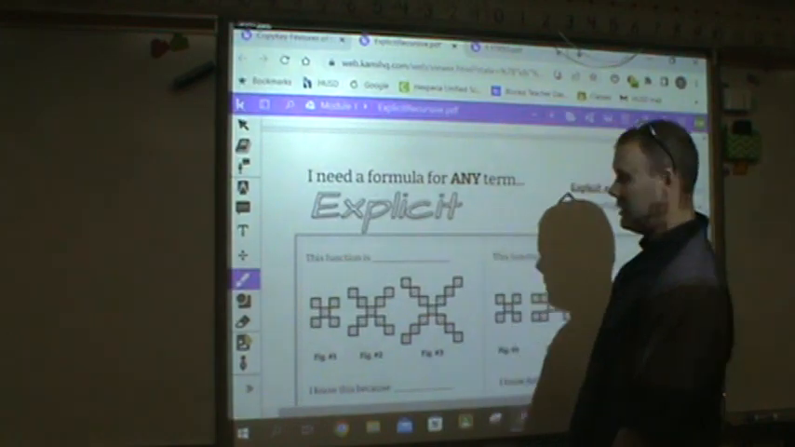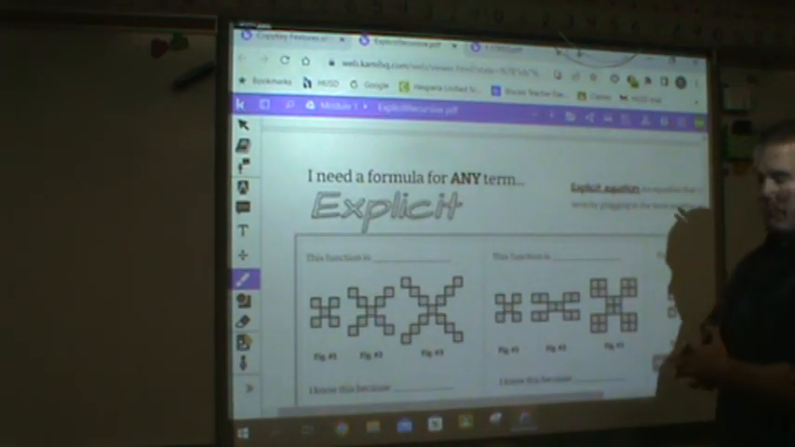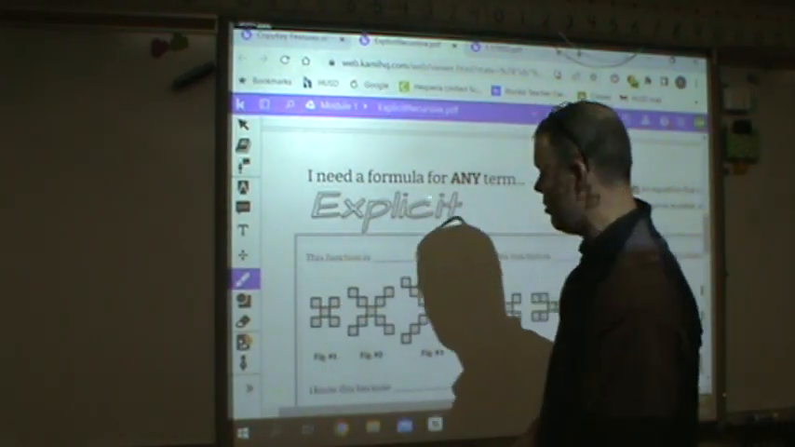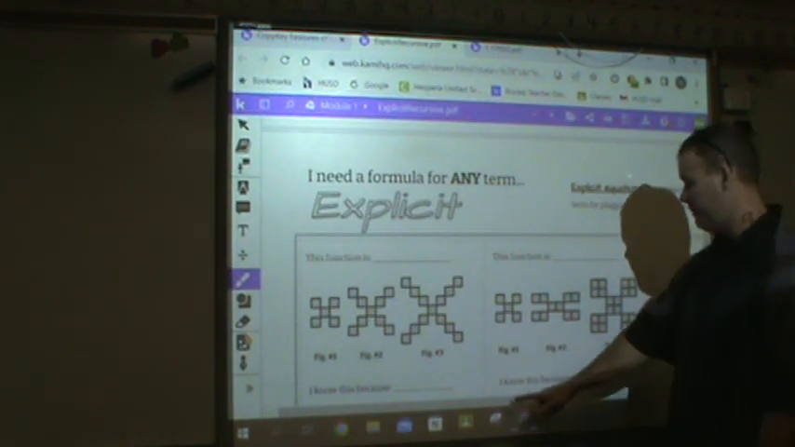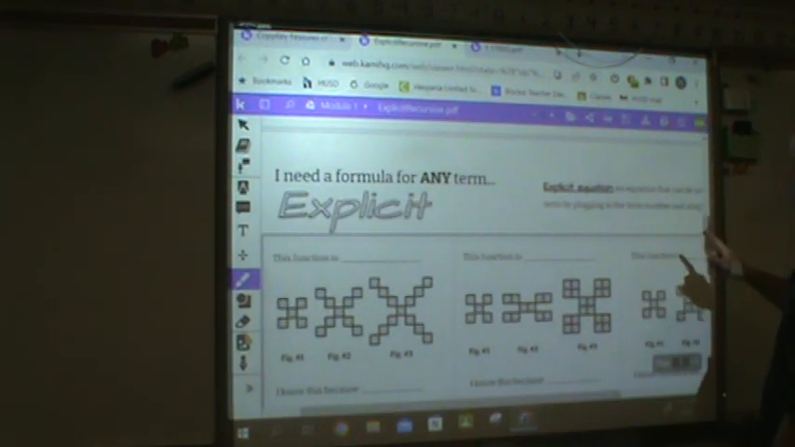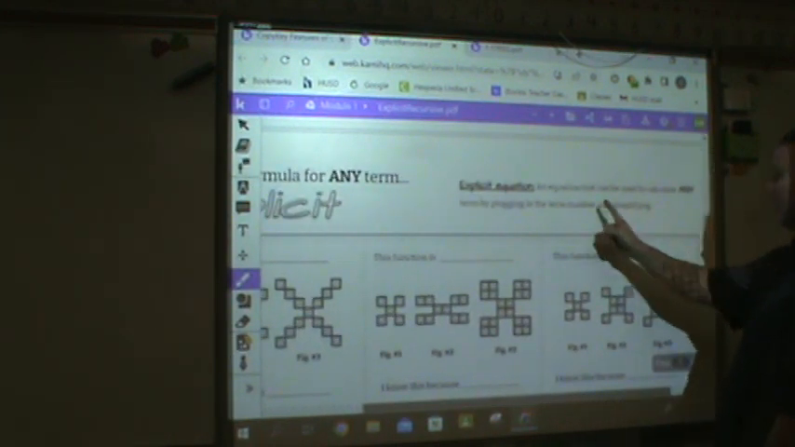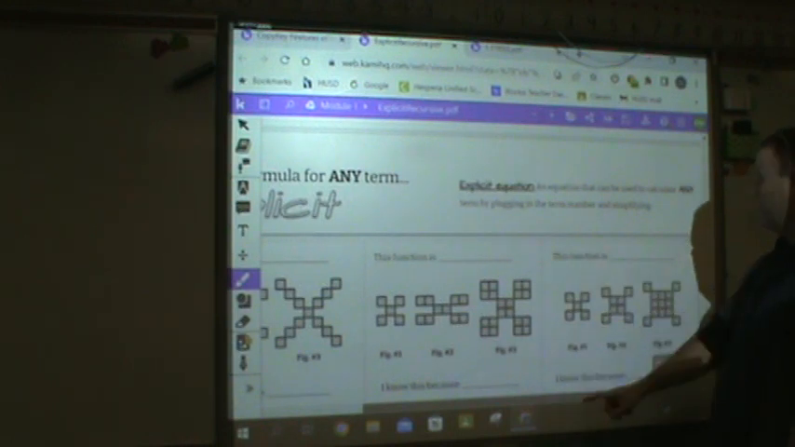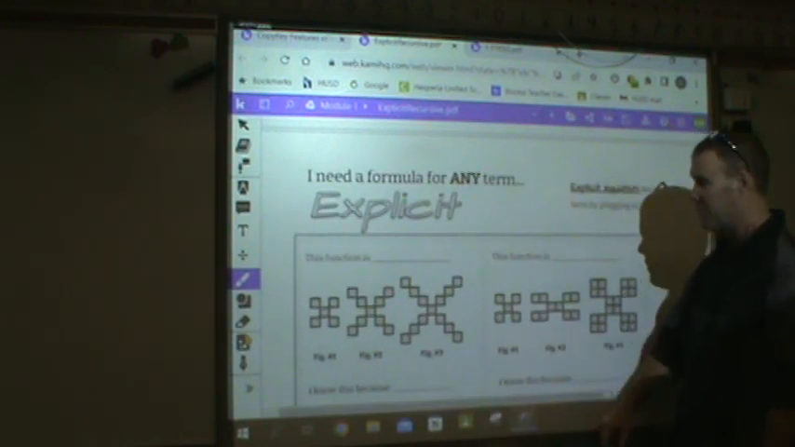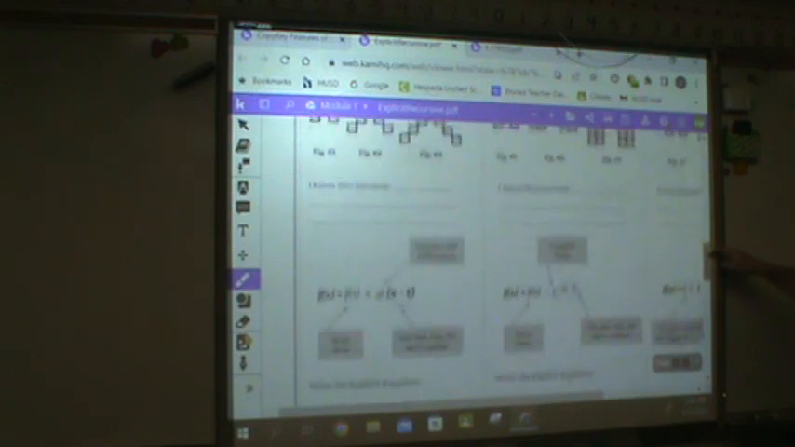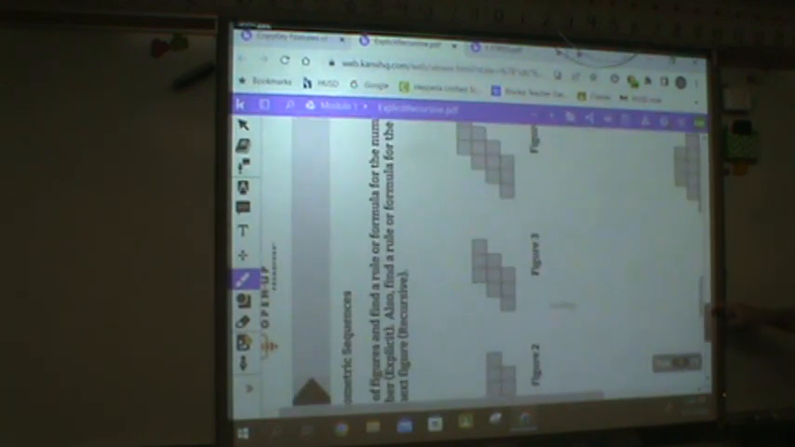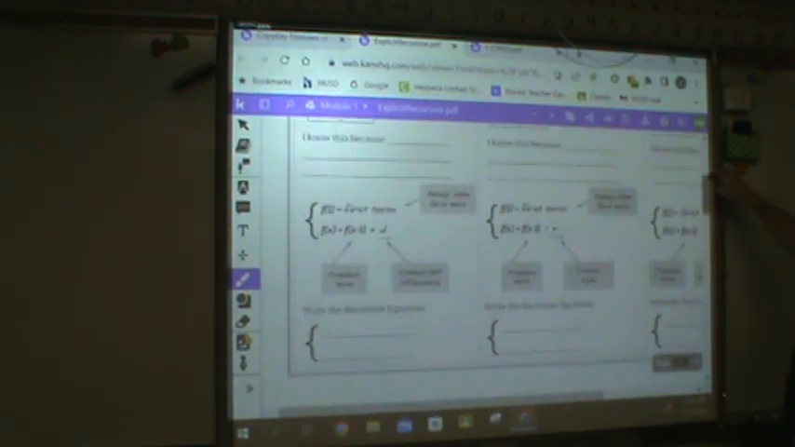Now I'm going to talk about the explicit and recursive. So I'm kind of bundling things together here. So stick with me, and I'm gonna kind of pound through this. What is an explicit equation? It's an equation that can be used to take any term. Okay, we can calculate by plugging any term in and simplifying. That is an explicit equation. I'm going to talk about the recursives first, and there's a reason why.